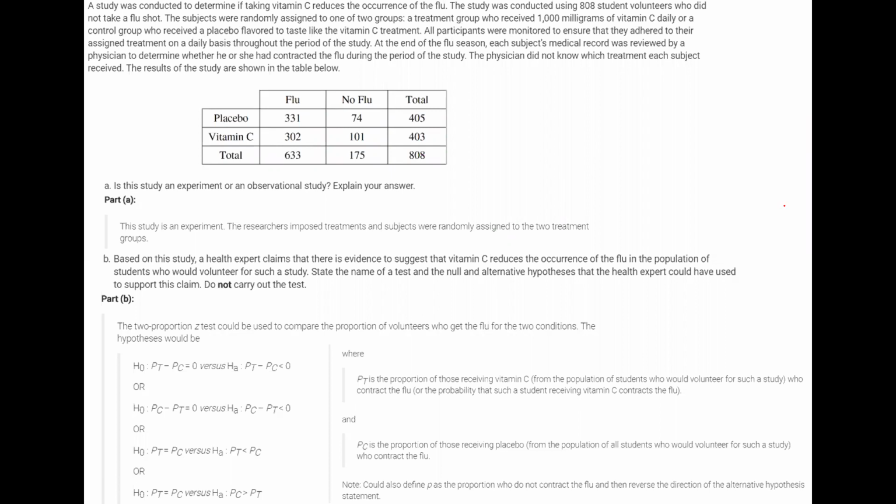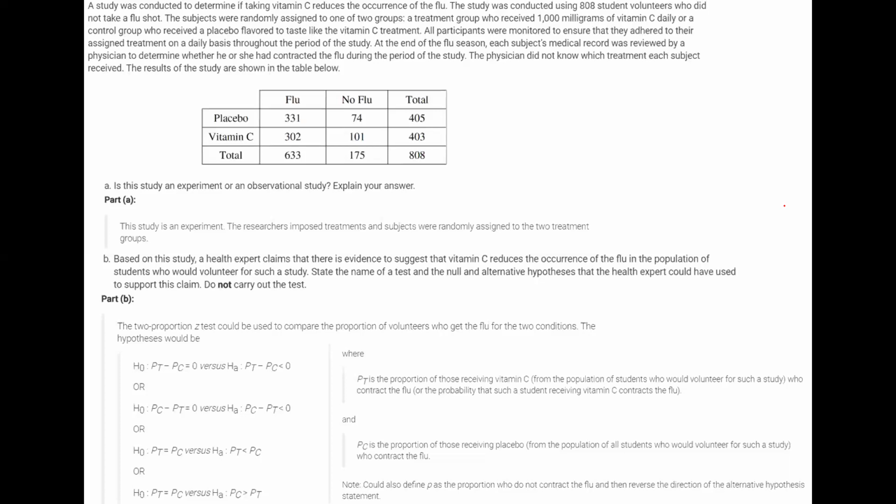The subjects were randomly assigned to one of two groups, a treatment group who received 1,000 milligrams of vitamin C daily, or a control group who received a placebo flavored to taste like the vitamin C treatment. All participants were monitored to ensure that they adhered to their assigned treatment on a daily basis throughout the period of the study. At the end of the flu season, each subject's medical record was reviewed by a physician to determine whether he or she had contracted the flu during the period of the study. The physician did not know which treatment each subject received. The results of the study are shown in the table below.